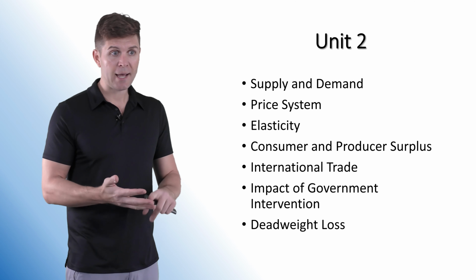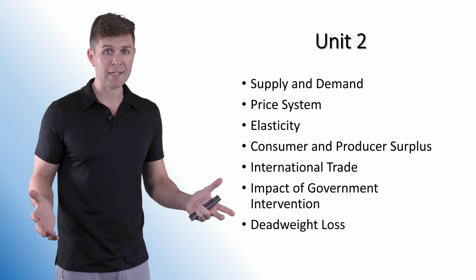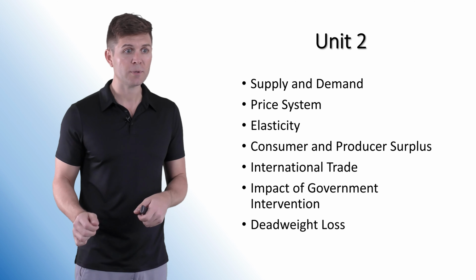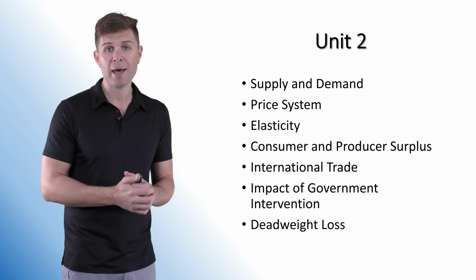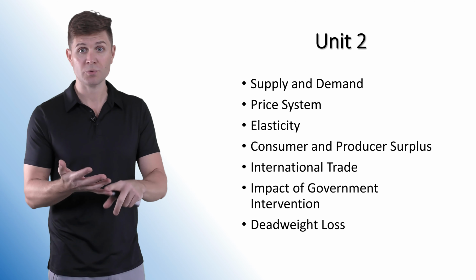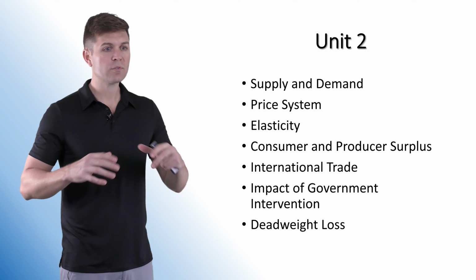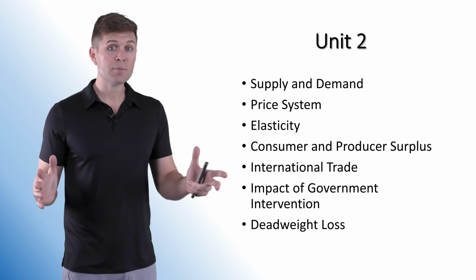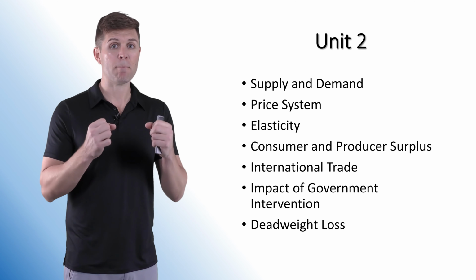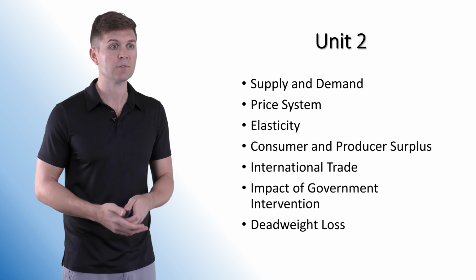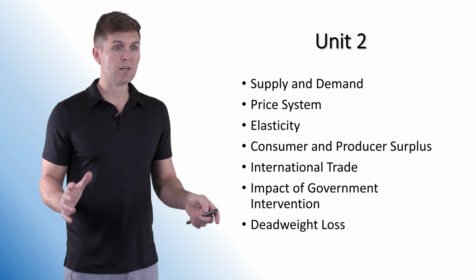Now, supply and demand, price system, the concept of elasticity are a few of the things we're going to be covering. Consumer and producer surplus, international trade, impact of government intervention through taxation, price ceilings, price floors, quotas, all that fun stuff. And then the concept of deadweight loss, the market loss from government intervention, and a number of other different things. So this is the big stuff for Unit 2.